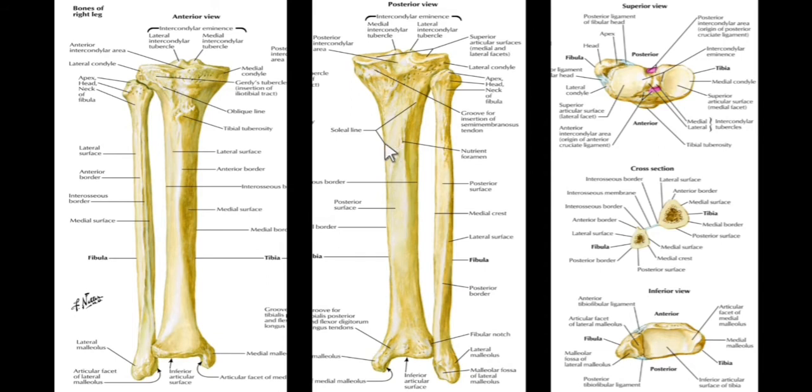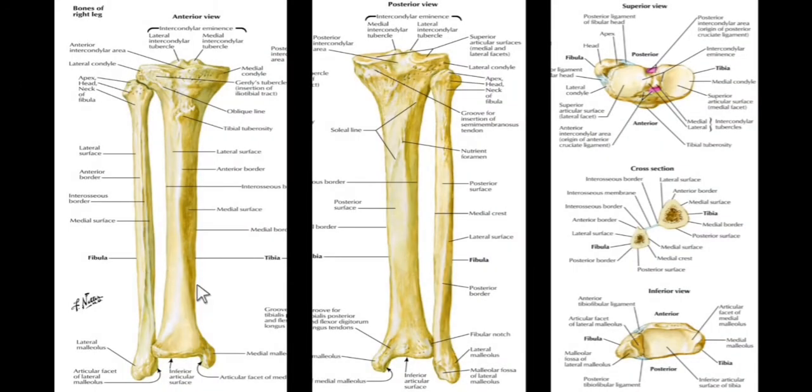Now the last surface is the medial surface. It lies between the anterior border and the medial border. You can feel this medial surface because it is subcutaneous throughout. One feature which I left out is the tibial tuberosity. You can feel this tibial tuberosity with your hands just below the knee joint.